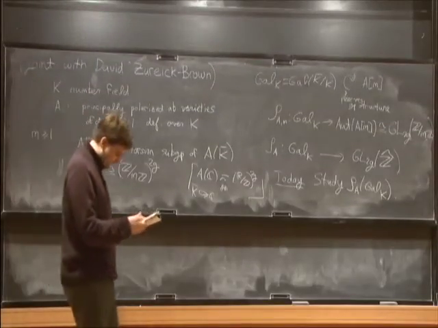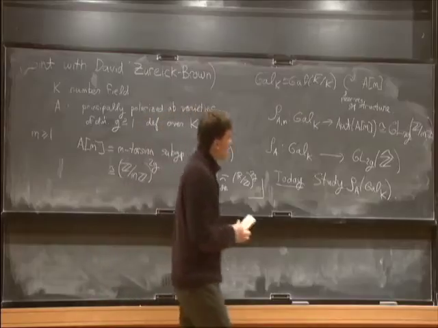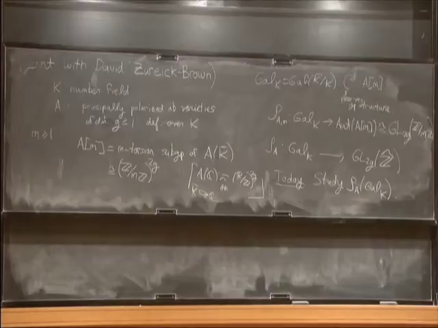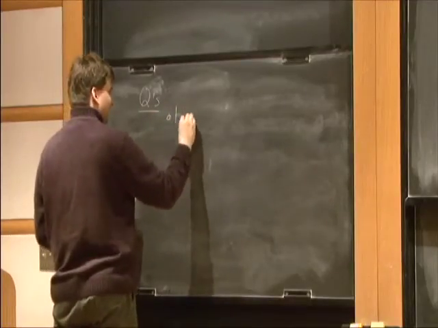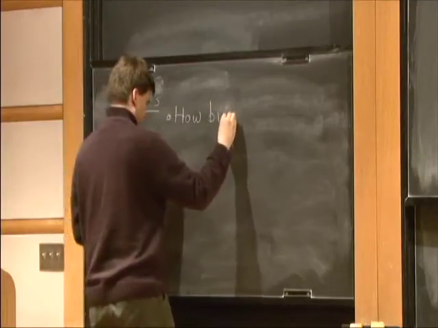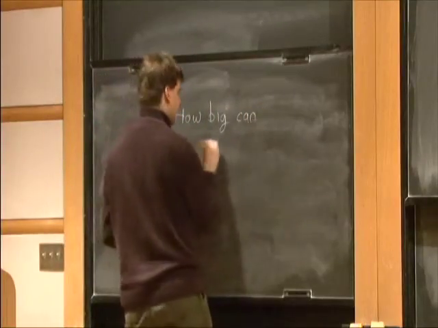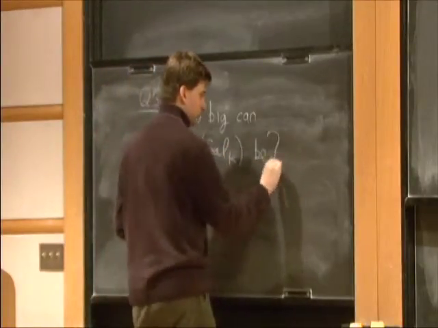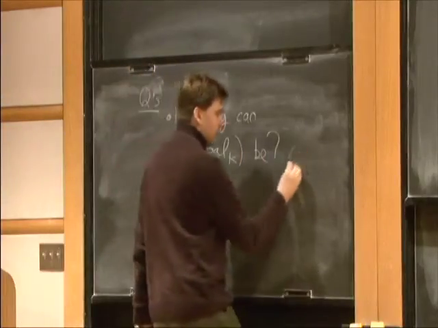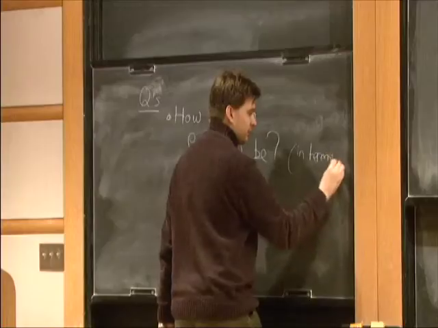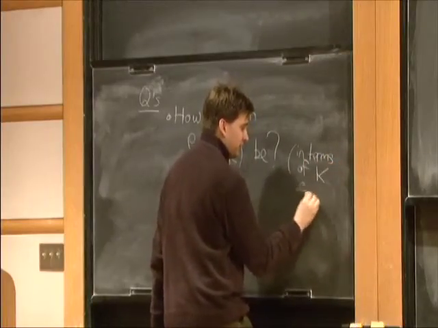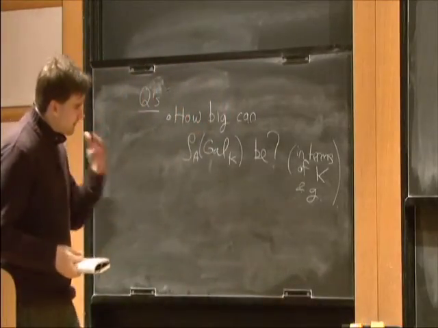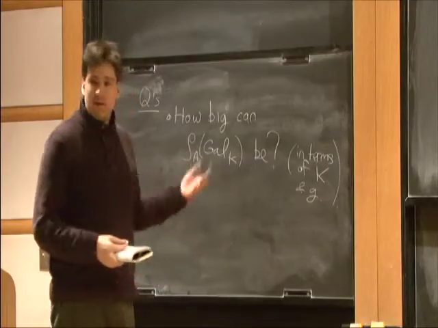Okay. Great. So a couple questions I might have, and let me put them over here. So some kind of naive questions. How big can it be? So how big can this group actually be? Okay, and what I really mean is in terms of the field and the dimension. So if you're looking at genus 5, dimension 5 abelian varieties over the rational numbers, how big can the image be?